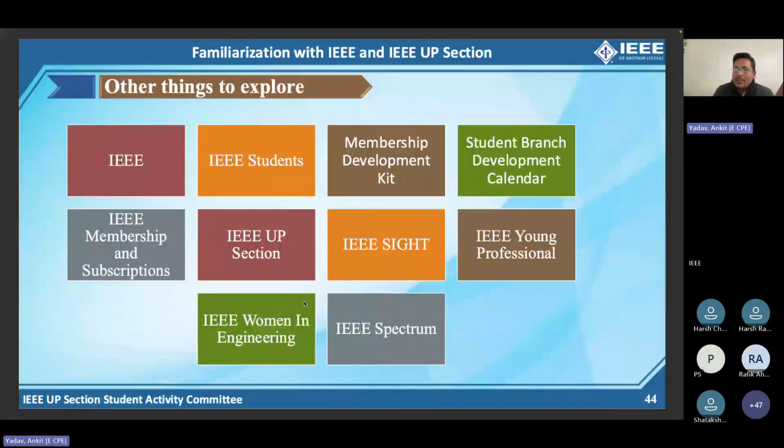And then there are other portals that I recommend each and everyone explore, like the IEEE website and myIEEE, simply search myIEEE and you will get that. Go for the IEEE student website, the membership development kit, the student branch development calendar. Simply search them on Google and you will find them. Look into the IEEE membership and subscription website, and the IEEE section website, go and explore what is available there. Then the IEEE site website, IEEE Young Professionals website, Women in Engineering, and the IEEE Spectrum website. These are some I recommend.